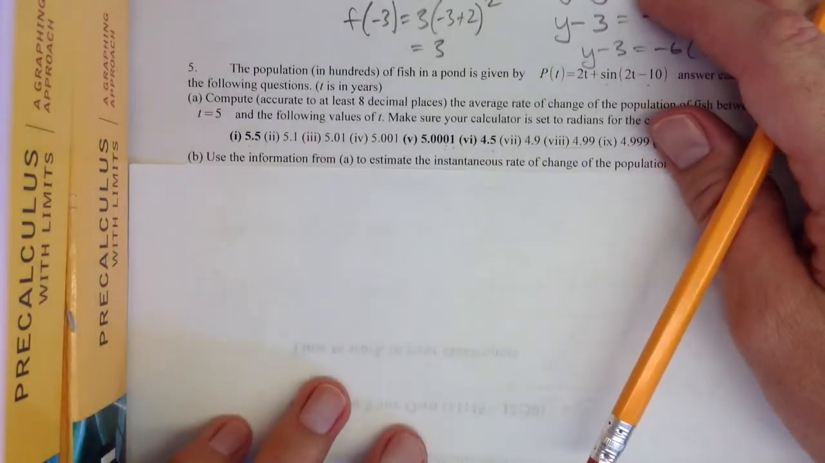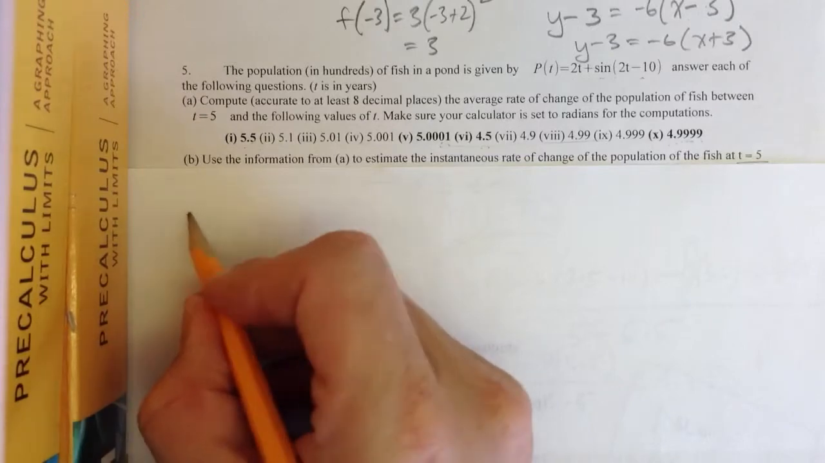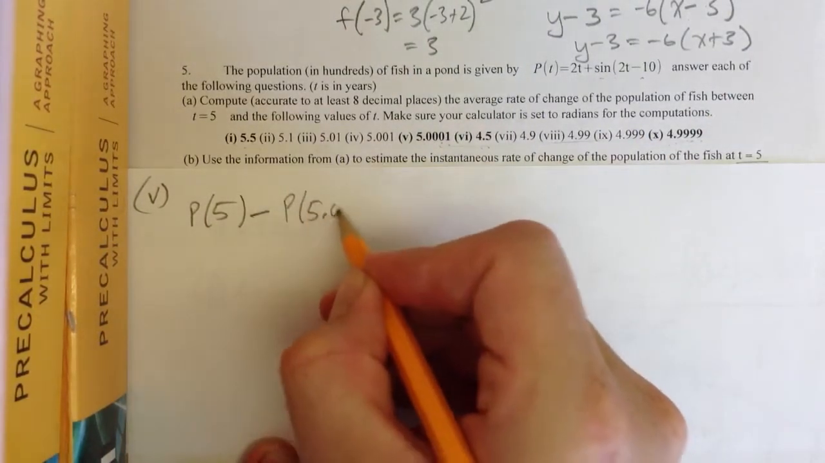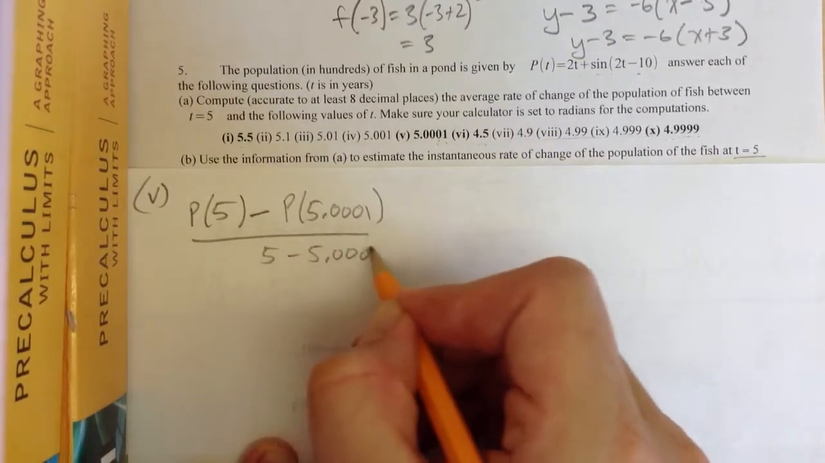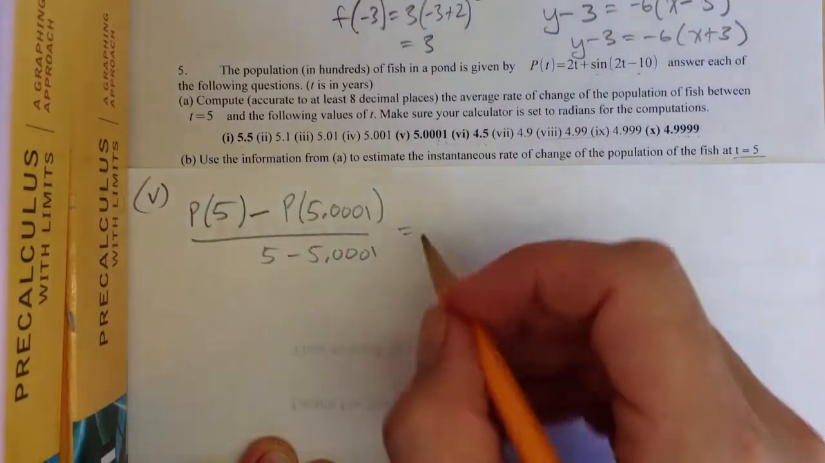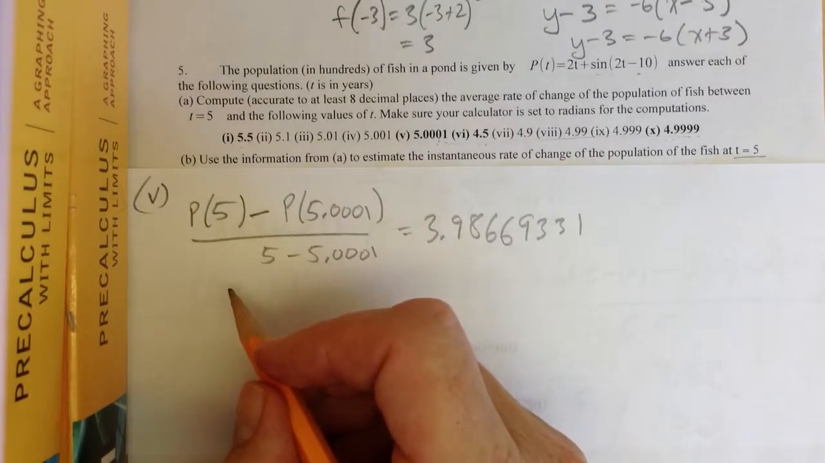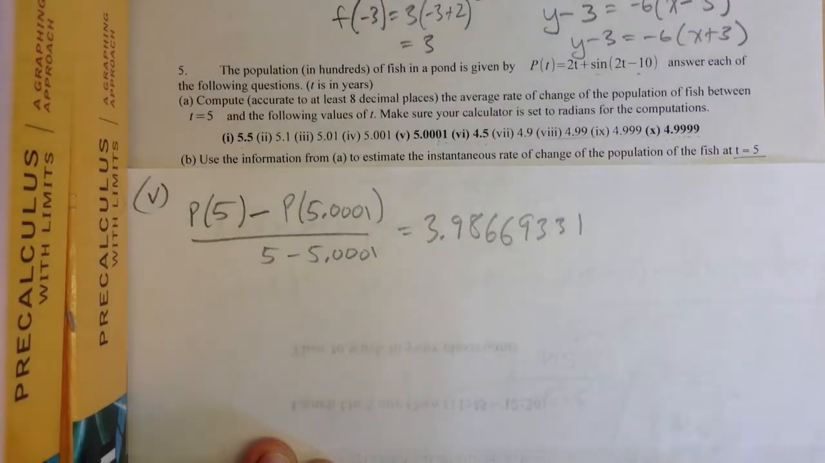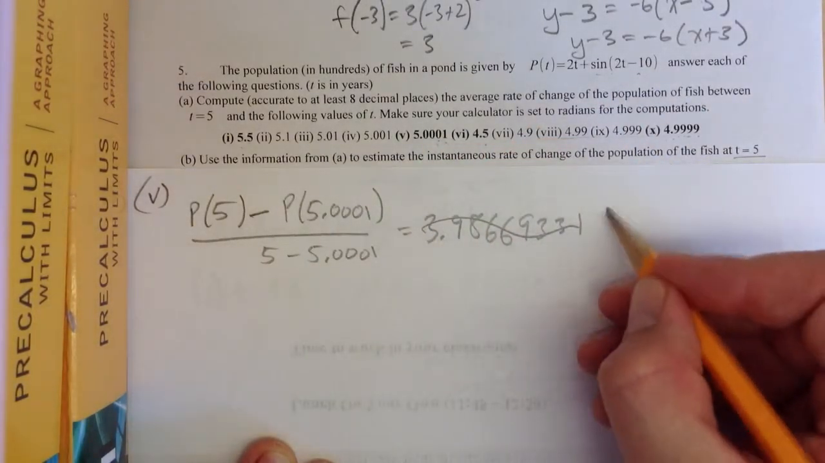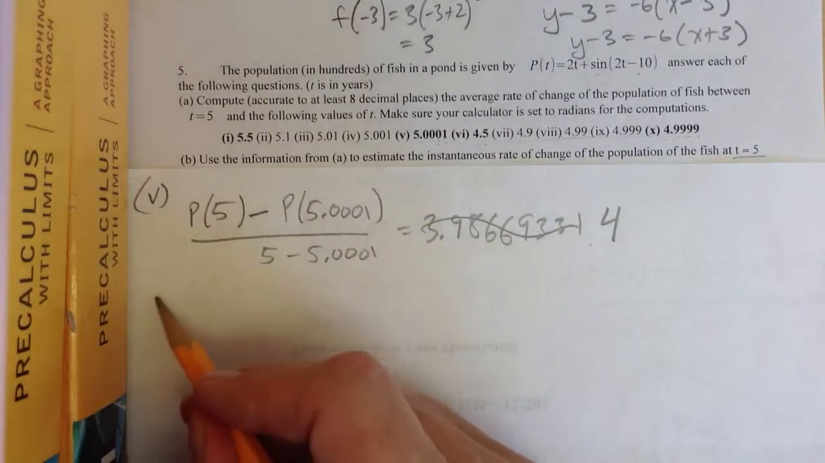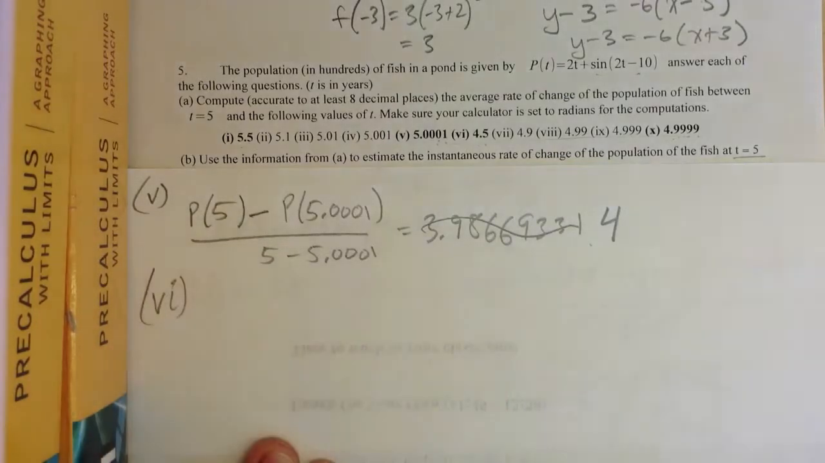So now I want to look at 5.0001. So this is Roman numeral 5. You put that in your handy calculator, and you get 3.98669331. Oh, you know what? I'm misreading my notes there. I actually did this in my calculator, and it gave me 4. So I think it's getting to the point where the calculator can't even estimate, because these numbers are getting closer and closer.